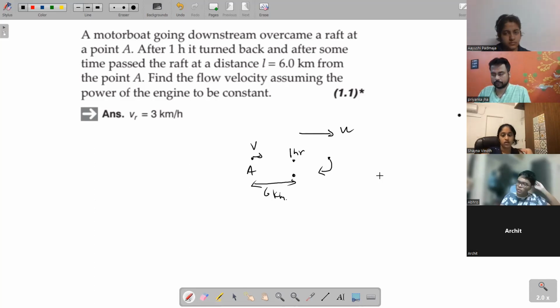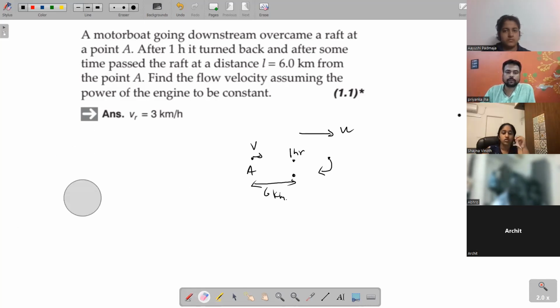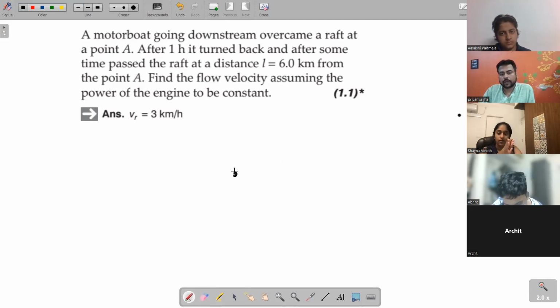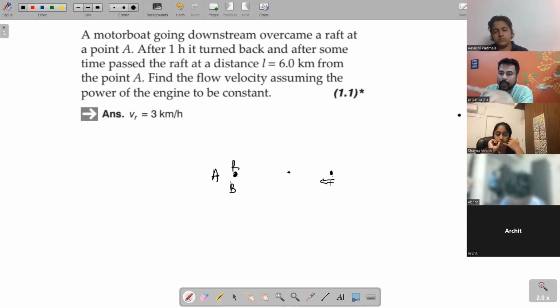I have one question. Did the boat see the raft again after 1 hour or 1 hour plus some time? See, the raft was here, and the boat was here at point A. The boat has overtaken the raft. For the next 1 hour, the boat will keep on going, so from here to here, the boat has come here, and now here the boat will turn back. The raft will also come in 1 hour, suppose till here. After 1 hour, the boat will turn back, and after turning back it will take some more time to meet the raft.